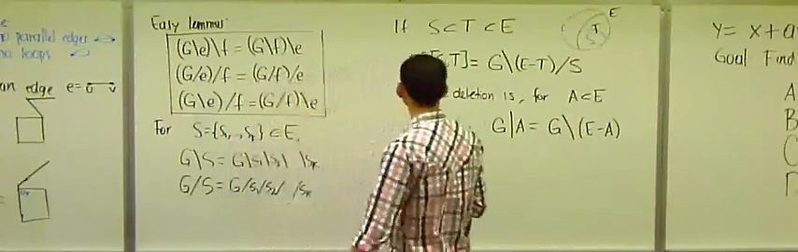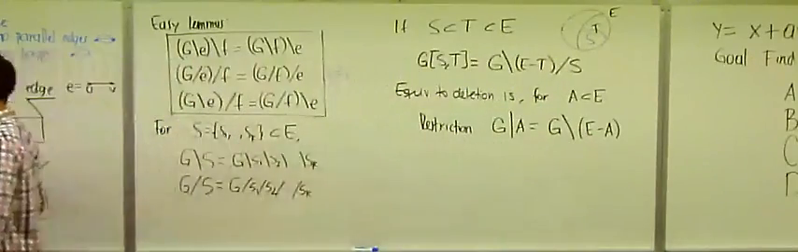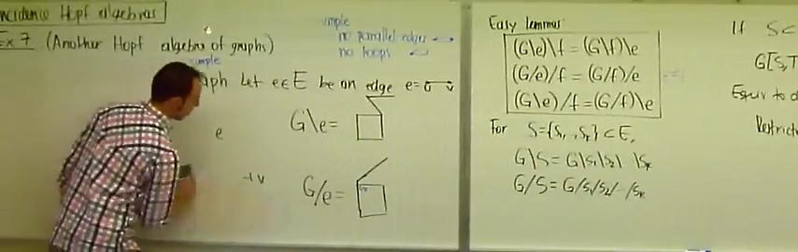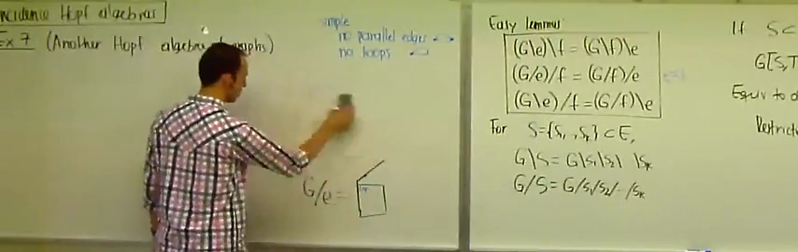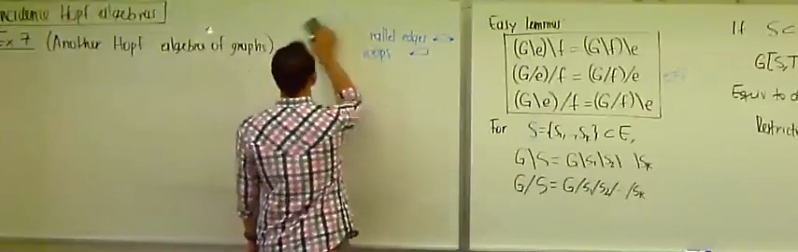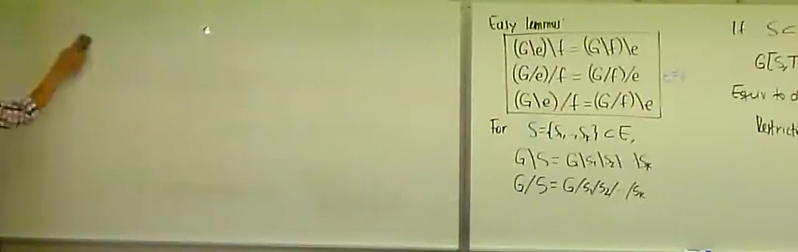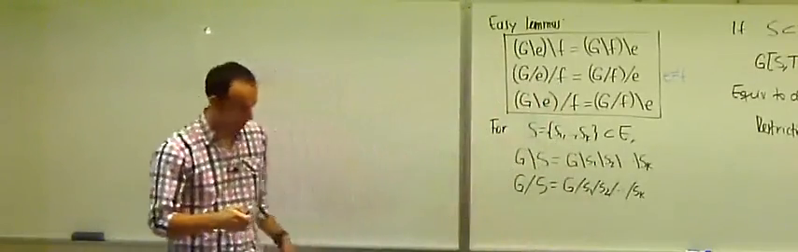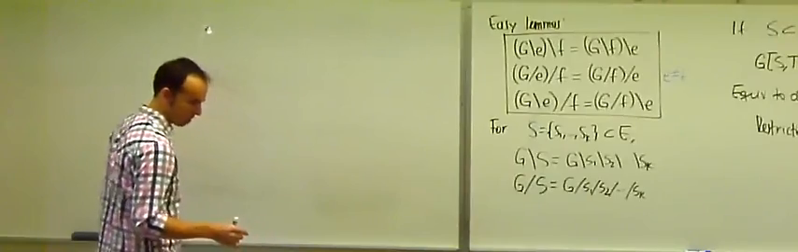Okay. So that's deletion and contraction. And now, what can we say about this? What I want to do next is start with a graph and contract in every possible way. So maybe I'll start with an example, and then we will make some definitions.